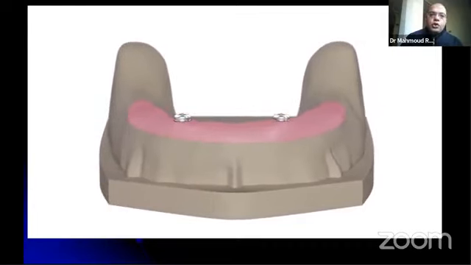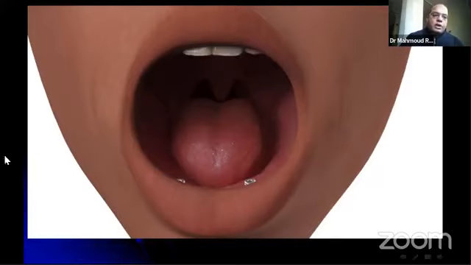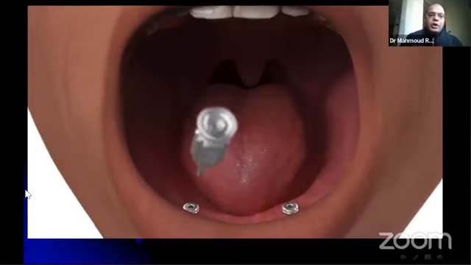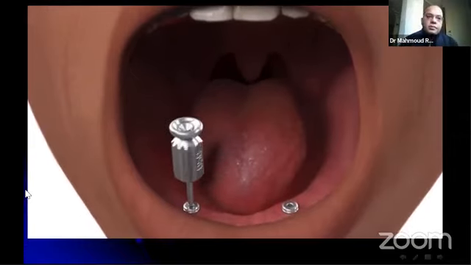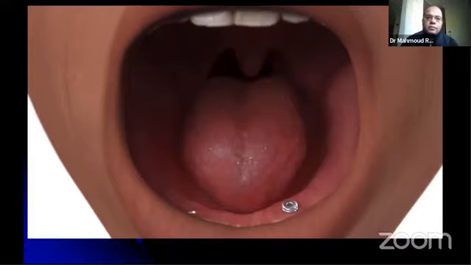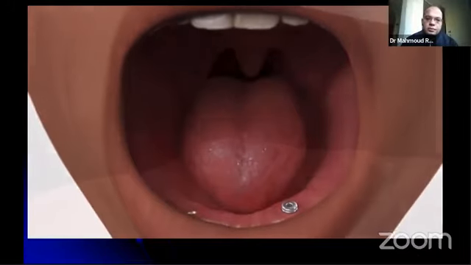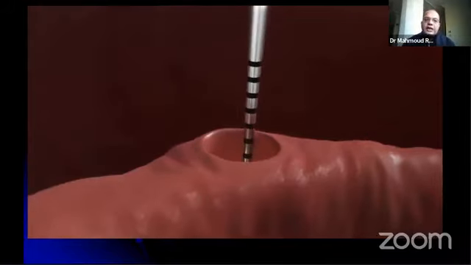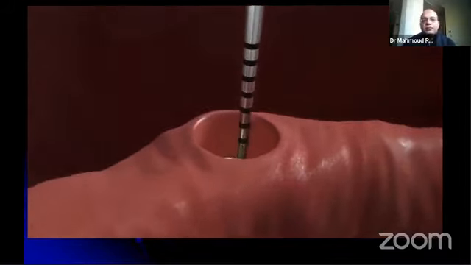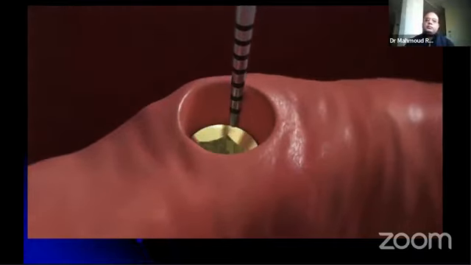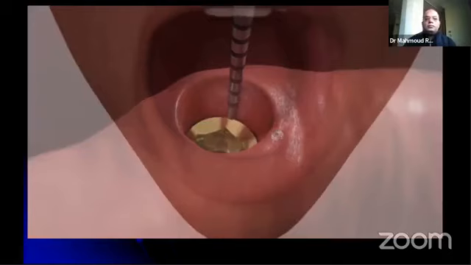We can also use the functional pickup technique with the locator, like the ball attachment. Make sure the prosthetic platform is free of any bone or soft tissue debris. Select the locator abutment based on the prosthetic platform and the tissue height. We measure the height of the soft tissue at its highest point. Choose the abutment height that is equal to or slightly taller than the tissue.